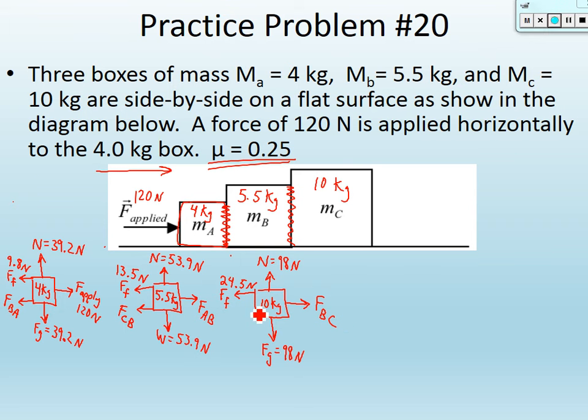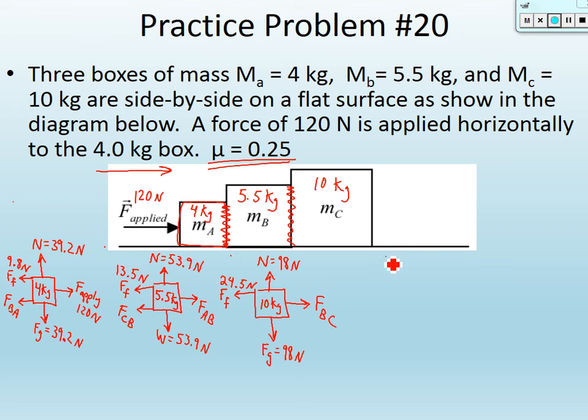Is there any other force going to the left on this block? There's not, because there's not a contact force here. There's not another block out here that's going to put a force to the left on that. So that's it. How many of you guys got the free body diagrams correct? Very good. Now we're going to solve for the acceleration of this system.